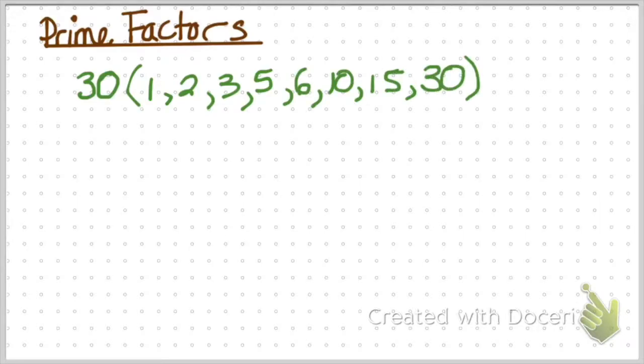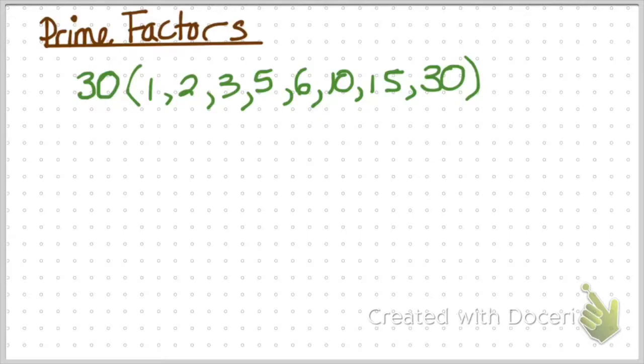Now we're going to talk about the prime factors. What are the prime factors of 30? We're looking for the prime numbers of 30. And I can see some prime factors here. But what if we had a number and we didn't actually know what all the factors were?